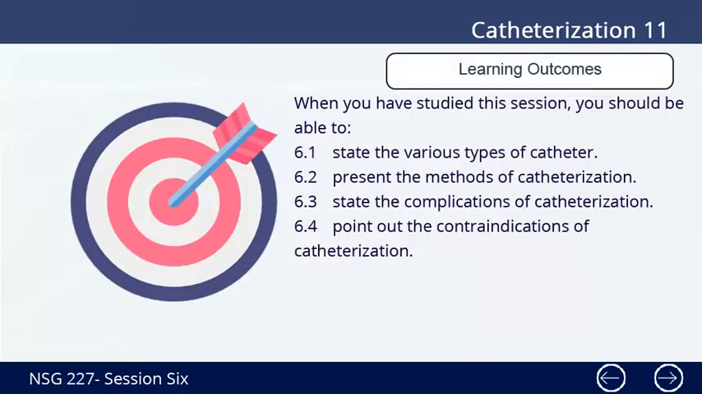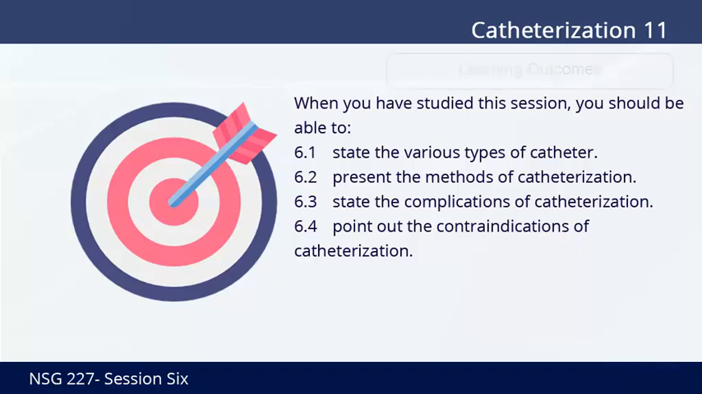Learning outcomes. When you have studied this session, you should be able to: 1. State the various types of catheter. 2. Present the methods of catheterization. 3. State the complications of catheterization. 4. Point out the contraindications of catheterization.